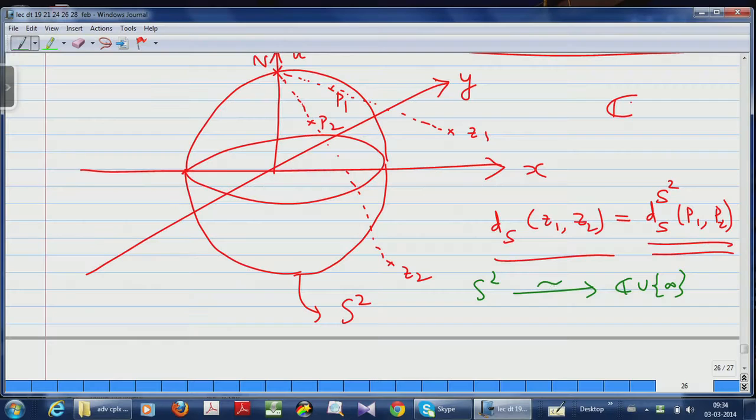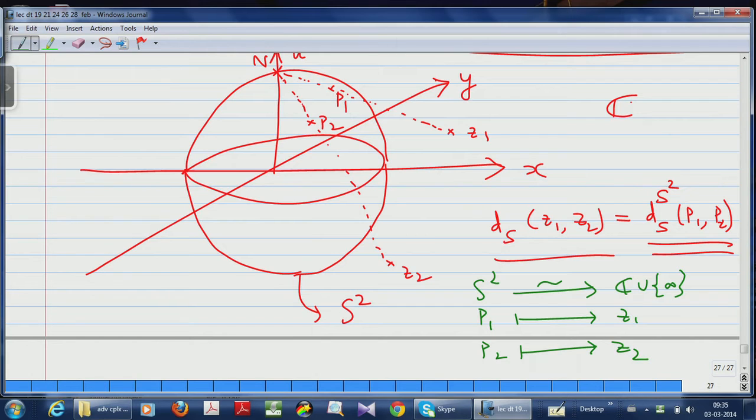There is a point at infinity added to this set of complex numbers, and this infinity goes to the north pole, mind you, under the stereographic projection. So what I have written here is a stereographic projection, and see the point. Here P1 goes to z1 and P2 goes to z2. Okay, and this is the situation that we have.